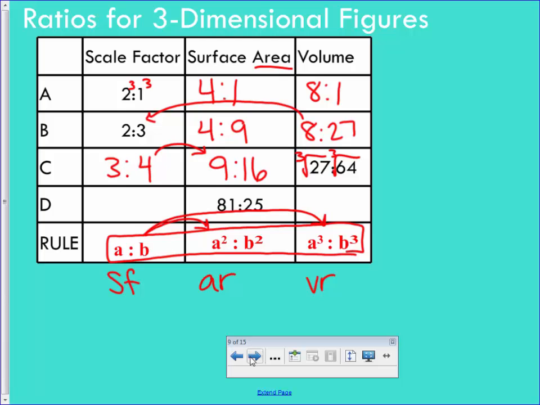If they start with the area ratio, we have to go backwards. So we're just taking the square root, which will give us 9 to 5. Now, to get to the volume, you have to cube 9, which gives you 729, and cube 5, which gives you 125. Okay, so those are the scale factor, area ratio, and volume ratio.